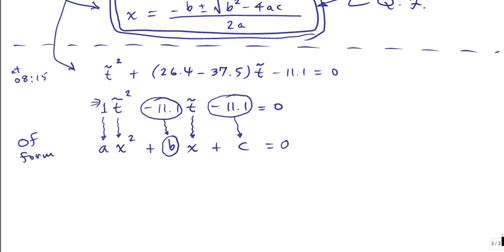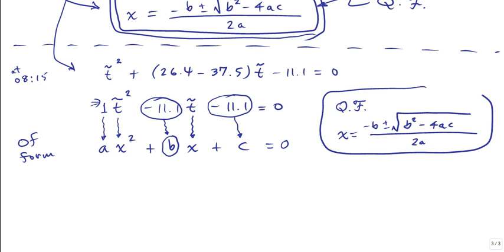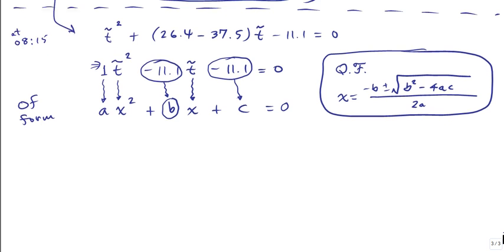Okay, so let me just write that here. The quadratic formula is x is equal to minus b plus or minus the square root of b squared minus 4 times a times c, all divided by 2 times a on the bottom. Okay, so we're going to apply that. We note here a is 1, b is minus 11.1, c is minus 11.1.